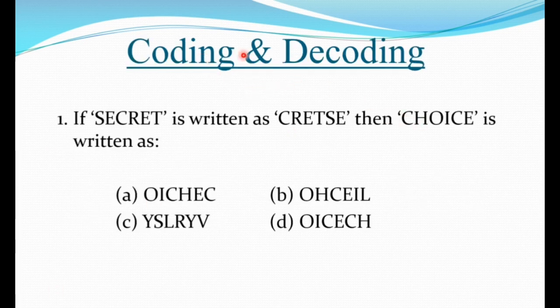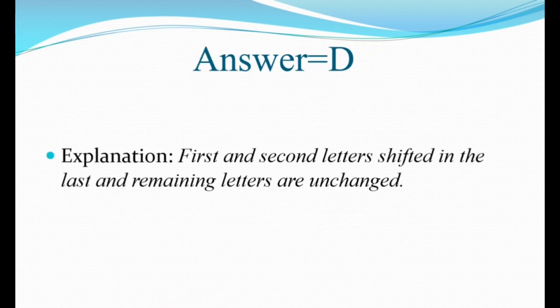Okay, now we will look into the coding and decoding. Here's a question. If SECRET is written as CRETSE, then how is CHOICE written? Here's option A, B, C, and D. Okay, the correct answer for this question is option number D. Explanation: the first and second letters are shifted in, and the last and remaining letters are unchanged.